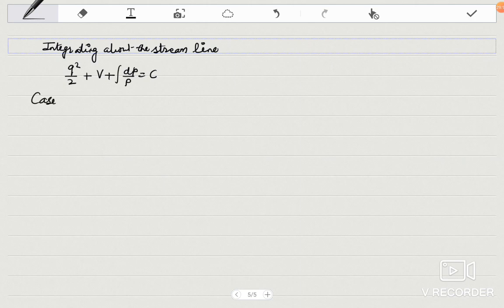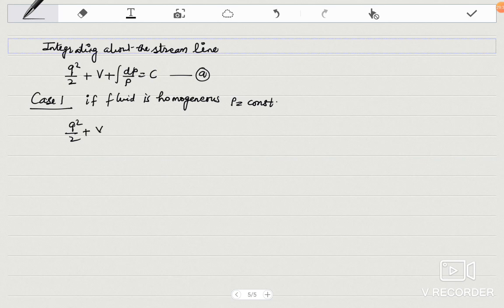Now again we may take the case 1, if fluid is homogeneous, rho is equal to constant. So equation A will become q square by 2 plus V plus P by rho is equal to C.